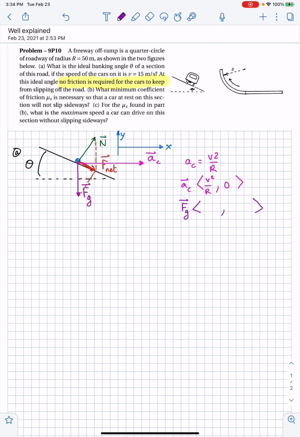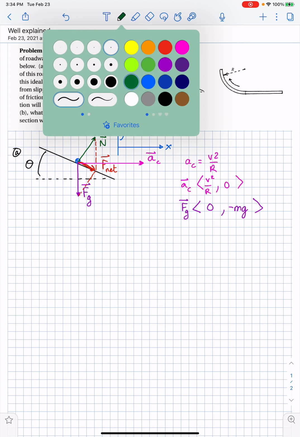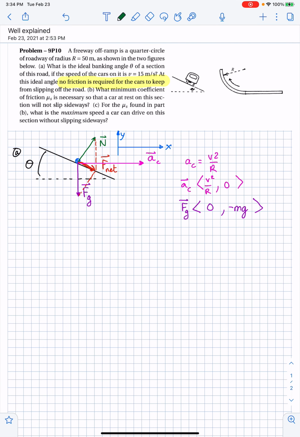And in the x direction, FG is 0. In the y direction, it's going to be negative mg. Right? It's straight up and down, so it's in the direction of the y-axis. The y-axis, we define it as being positive going up. So going down, it's negative.